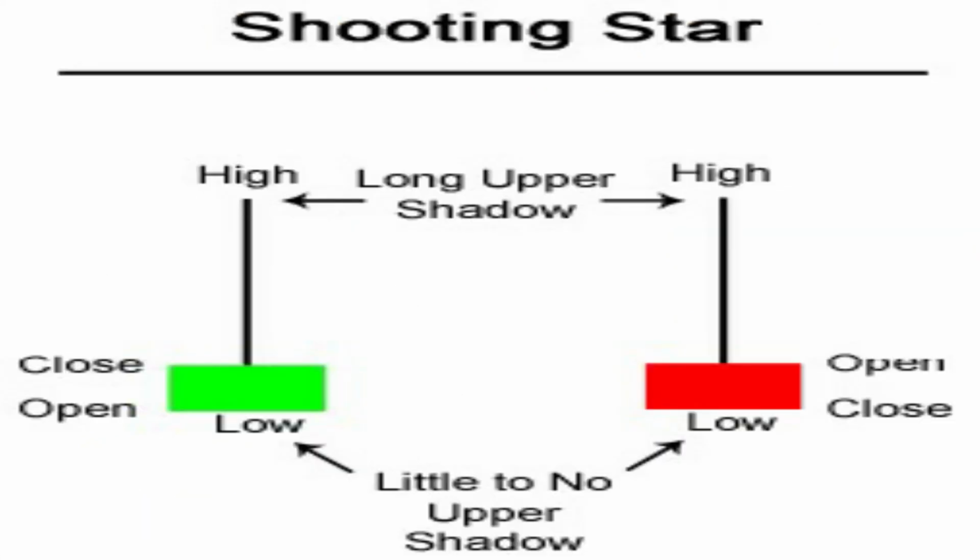Shooting Star. A price gap followed by a small body at the bottom of the trading range suggests that the bulls are protecting their gains.